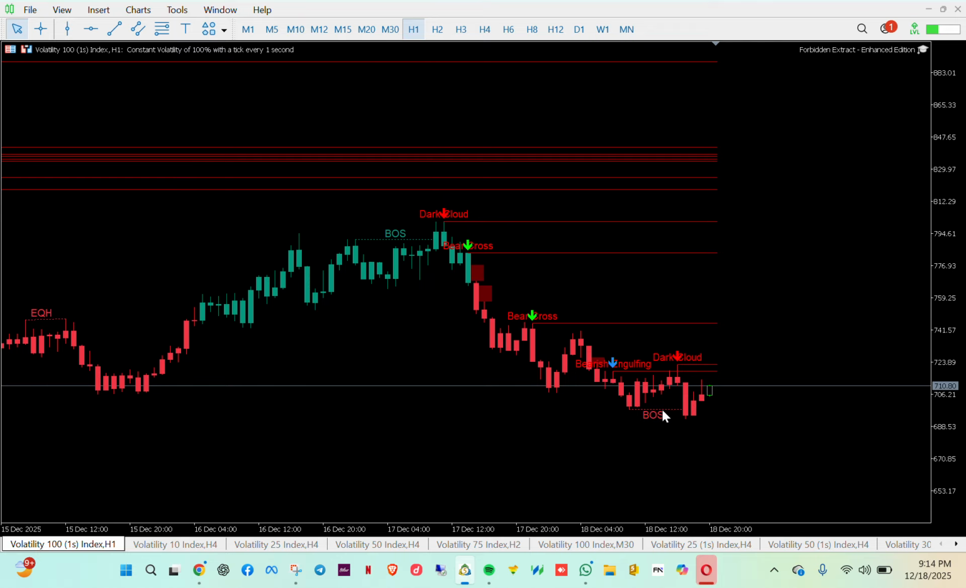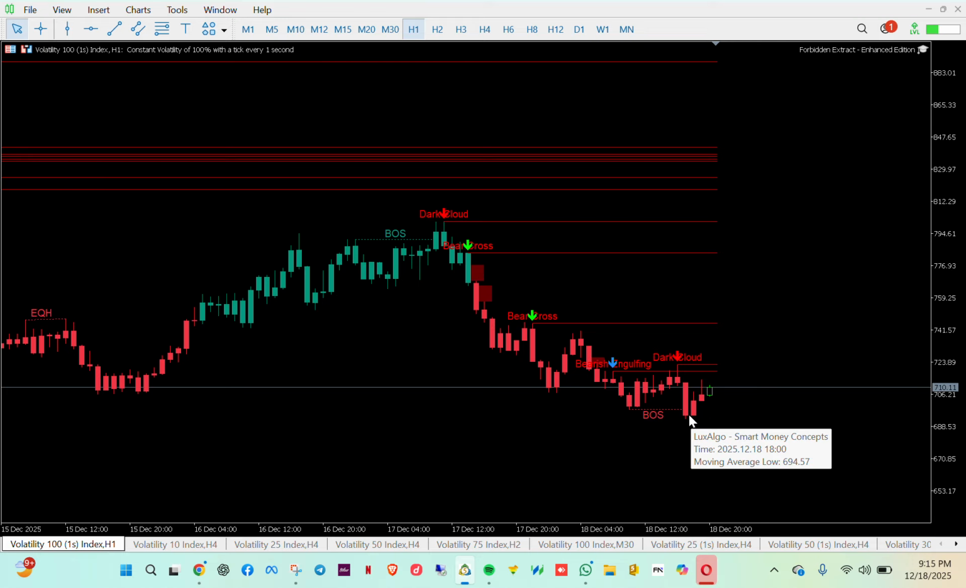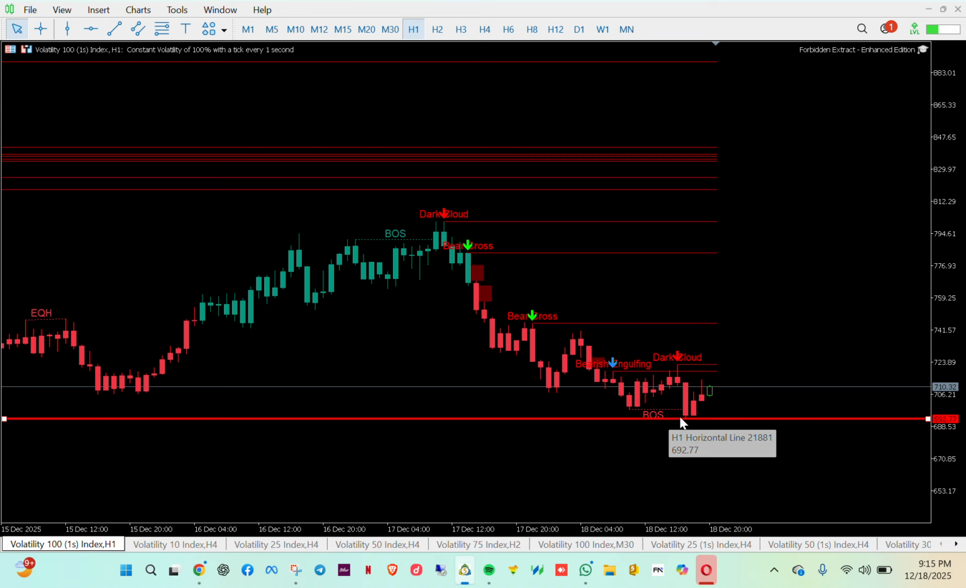You can see that there is a break of structure here. Now this break of structure has confirmed that the market is still going to continue selling because there is a break of structure. A lot of people don't really know what break of structure means. Do you understand? When you have a break of structure, it means that even if the market will continue buying, the market will still come back to retest this place where you have the break of structure.